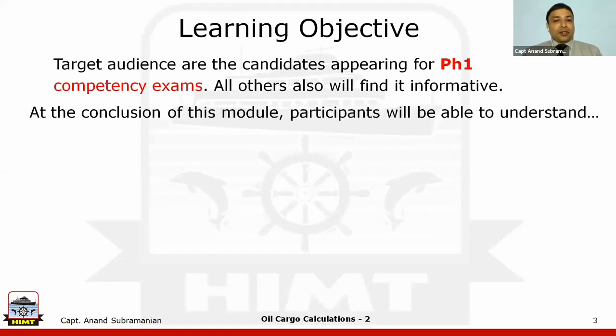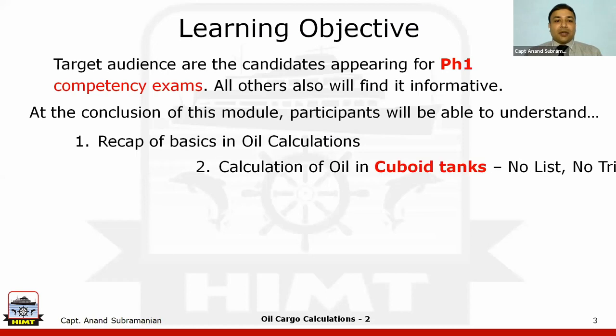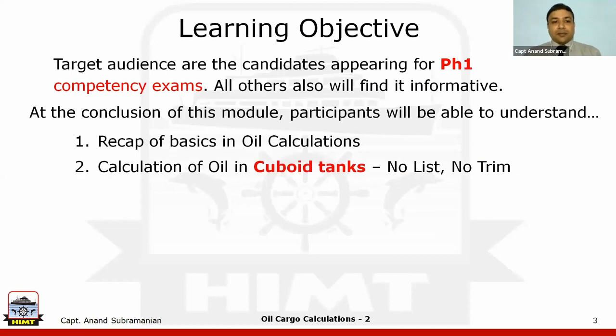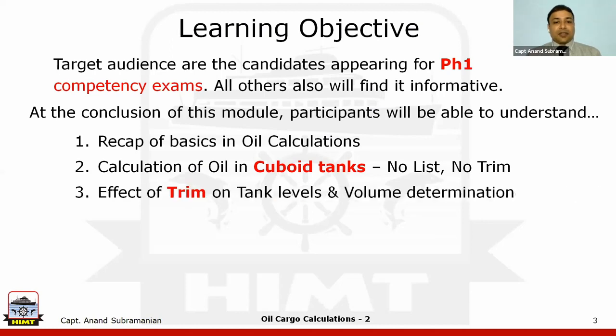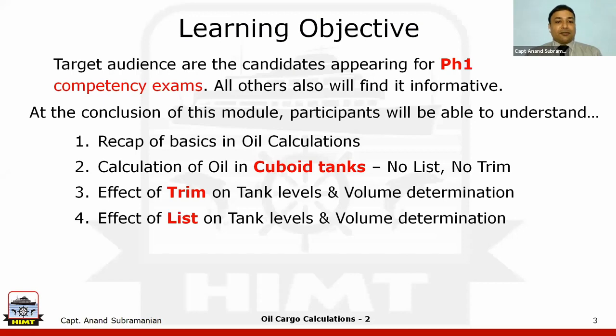At the conclusion of this module, the participant will be able to understand. We'll do a recap of whatever we did last week, just the basics of the oil calculations. A very quick recap. We'll do a small calculation on the cuboidal tanks without any list or trim, so that the basics are understood, and then we can proceed on to the higher concepts. The effect of trim on the tank levels, then the effect of list on the tank levels. We'll be looking at it separately so that we understand the concepts of it. And then finally, we'll be summarizing the whole thing and then do a small calculation for this.